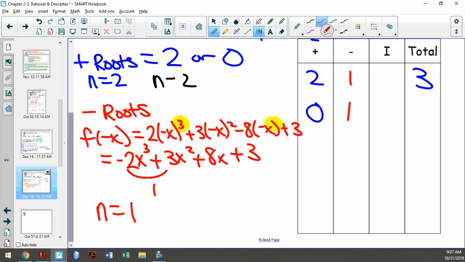Now, with that being said, I still have to have a grand total of 3 every time. So if I have 2 positive and 1 negative, how many are left to be imaginary? 0. If I have 0 positive and 1 negative, how many are left to be imaginary? 2. And the beautiful thing about this is I can now graph it out to determine if what I did is correct.